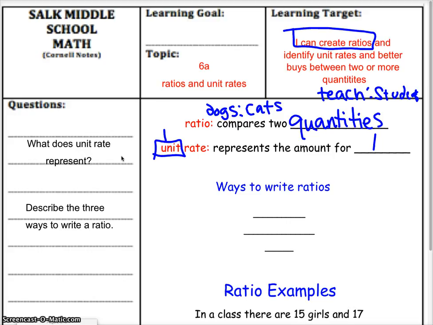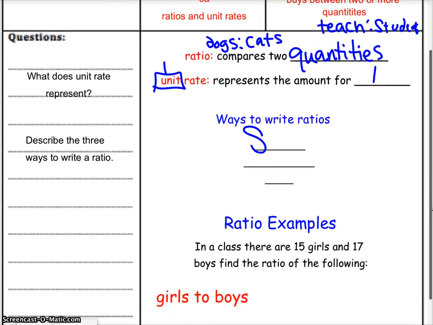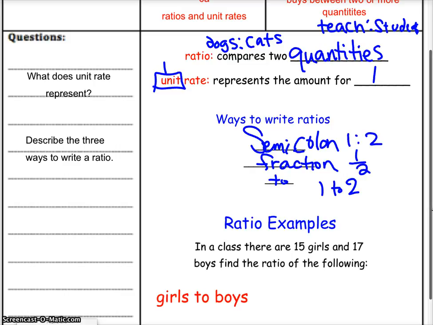So, as Michael asked, can you write it as a fraction? Heck yeah, you can. There are 3 ways you can write them. You can write them with a colon, or a fraction, or with the word "to." 1 to 2, like this: 1 to 2, or 1 over 2, or 1:2. Those are the 3 ways that you can write a ratio.